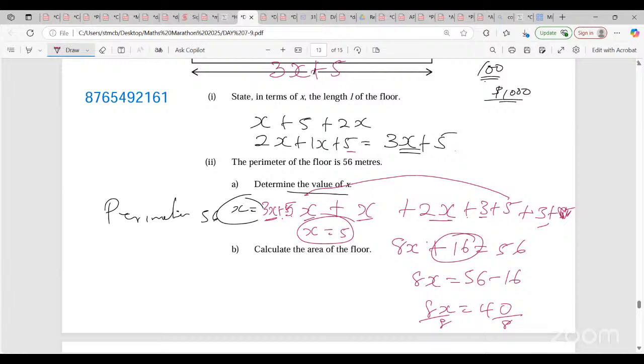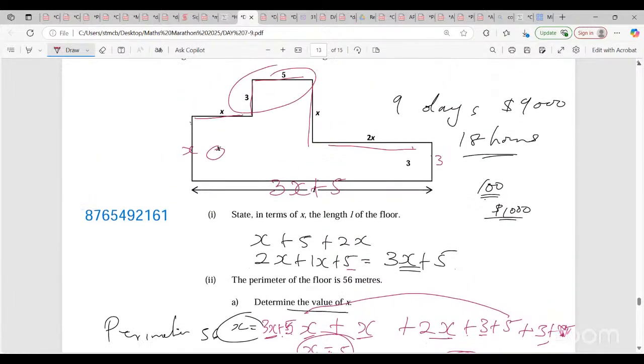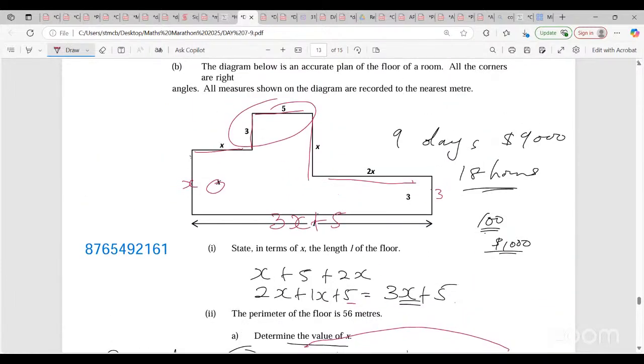Alright, so now that we know x is 5, and on the wrong sheet we pulled up, I want to make one edit. Right here is supposed to be x, right? Yeah. Find the area of this now, guys. Bear in mind, x is 5.